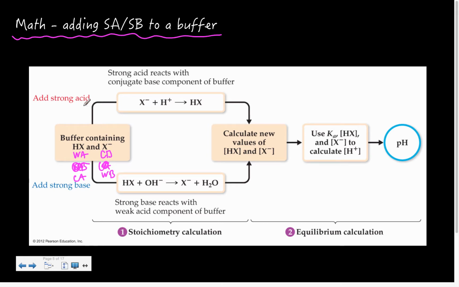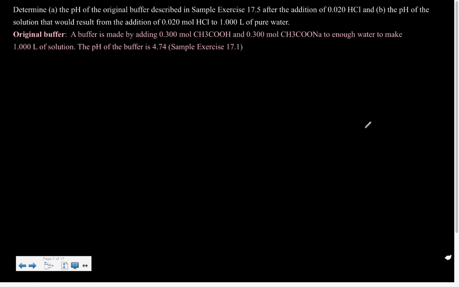If we add strong acid, we will consume some of the base and produce some of the acid, and then we'll calculate new values and figure out our new pH. Likewise, if we add a little bit of strong base, we'll consume some of the acid, produce some of the base, and calculate new values. That's all this diagram is designed to show you, which is a reiteration of what we talked about previously.